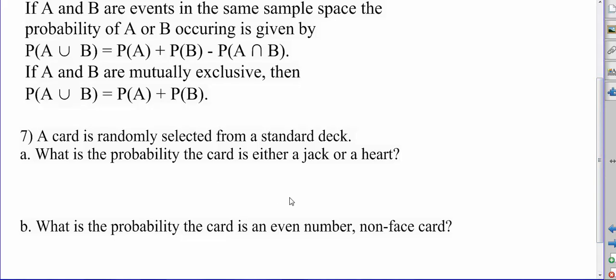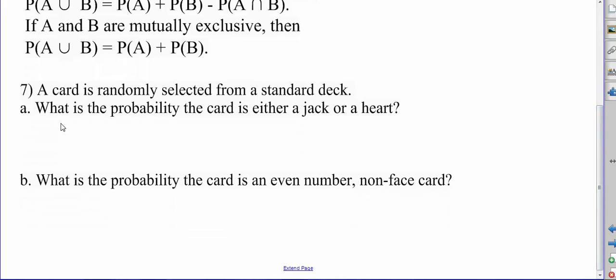All right, a card is randomly selected from a standard deck. What is the probability that the card is either a jack or a heart? So we'll take this one at a time. As we've talked about before, we know there are exactly 4 jacks in the deck of cards. We also know that there are 13 hearts out of the 52.